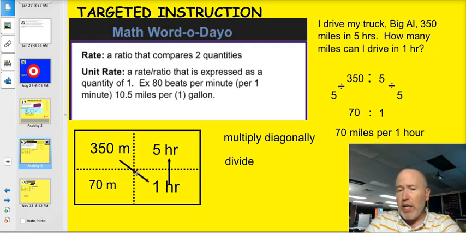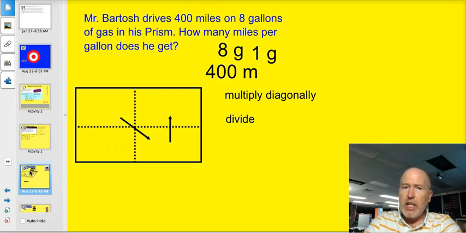We can also check our answer to see if it's correct. 350 times 1 is 350. 70 times 5 is 350. Check our cross products. As long as our ratios are stacked and they are equal, the cross products will be the same. All right, let's take a look at this one.